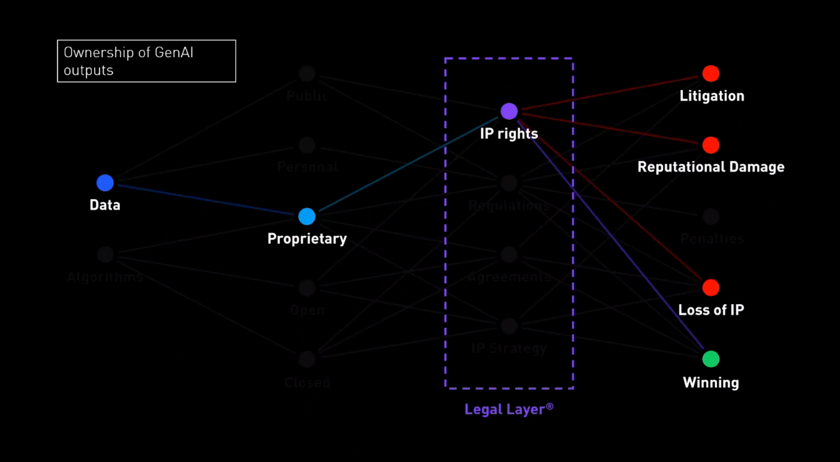But like I said at the start, IP rights are historically for works of human intellect. And the question is, do AI creations attract copyright protection at all? And if they do, who owns it?